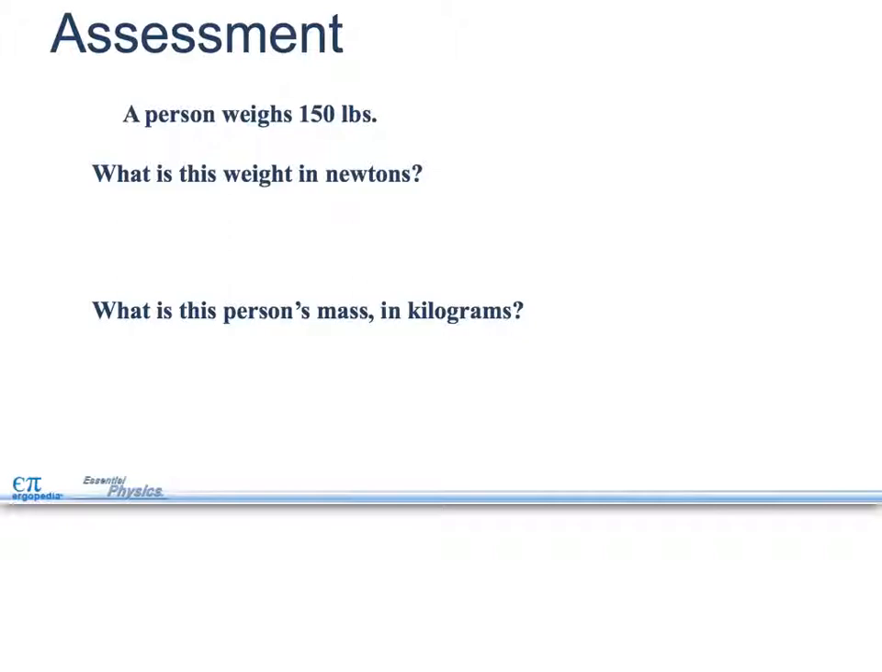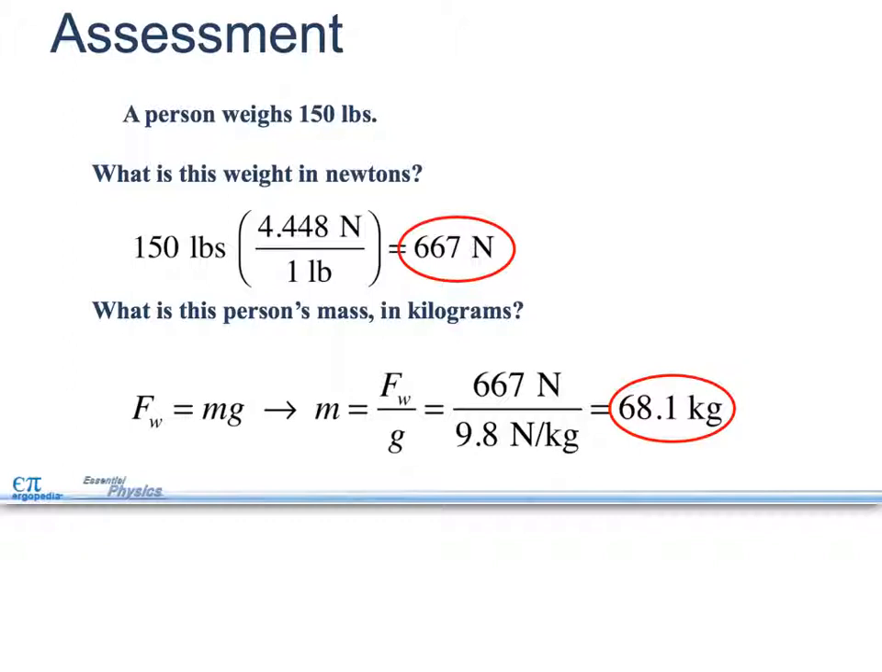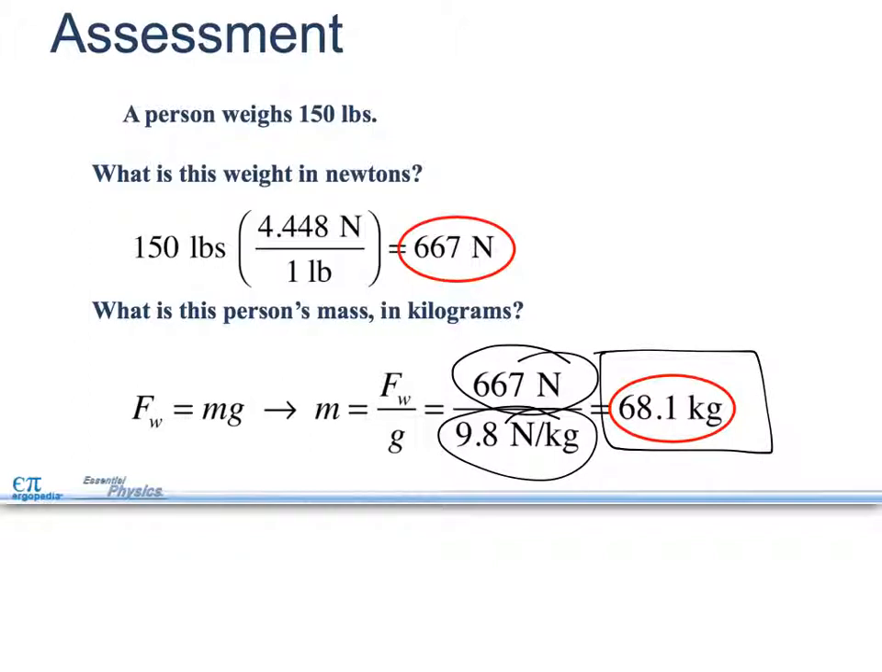A person weighs 150 pounds. What is the weight in newtons? What is this person's mass in kilograms? So 150 pounds, our conversion factor was pounds to newtons, gave us 667 newtons. And then now we're going to take the 667, divide by gravity, that will give us our mass. Remember our weight formula. That's it for 5.1.